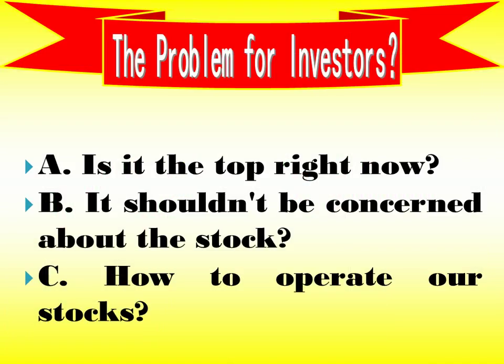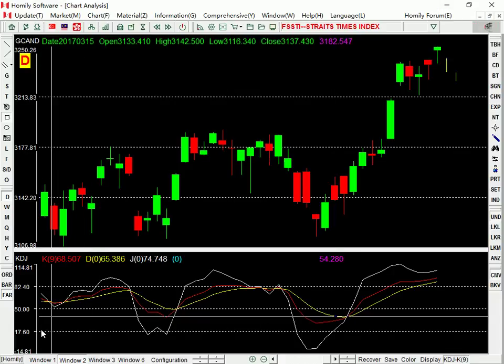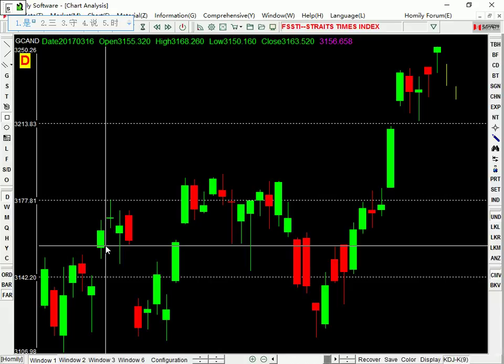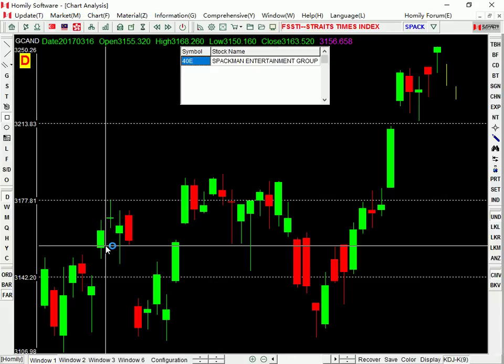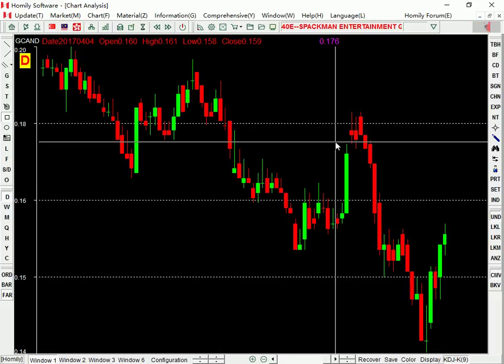The next one: we want to know whether we should focus on buying stocks or not. For the current market, we know it is already so high. Let's see some newer stocks. There are so many strong stocks, so let's see this one. For the current price, is this stock strong or not?